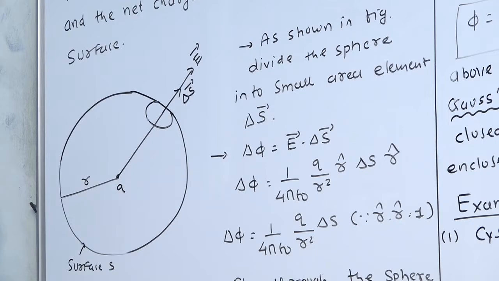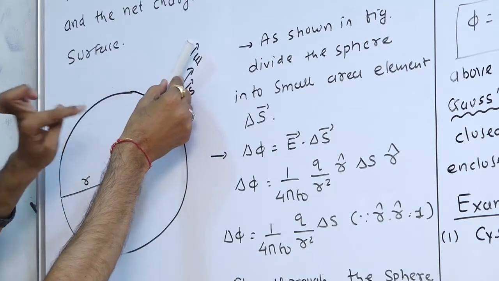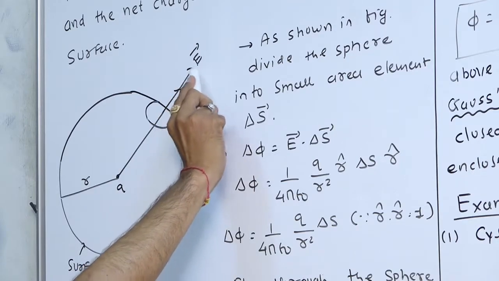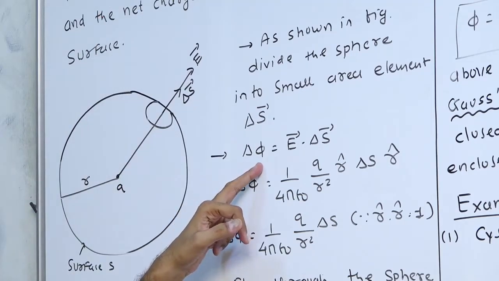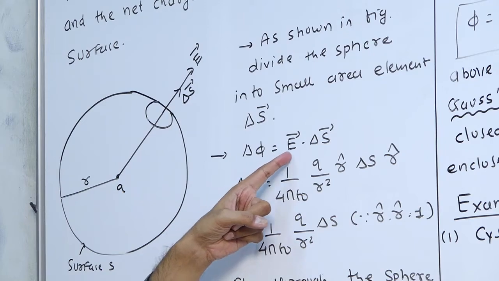Now, the area vector of this element can be found out by placing the pointer normal to the plane. So now, in this case, vector E and this area vector both are in which direction? The same direction. So through the equation of the flux, delta phi is equal to vector E dot vector delta S.